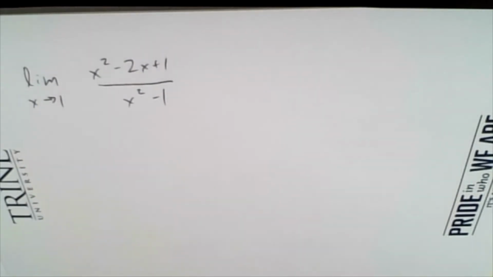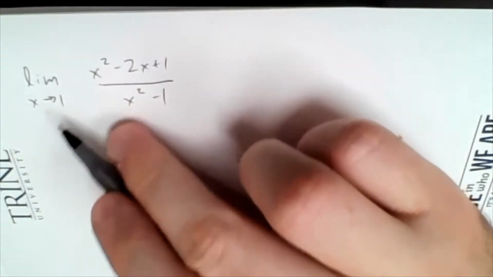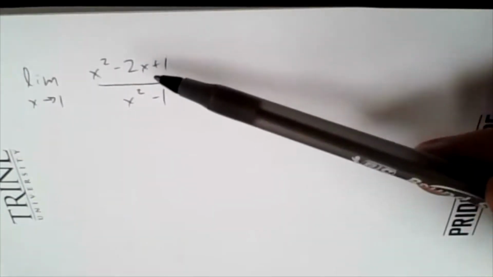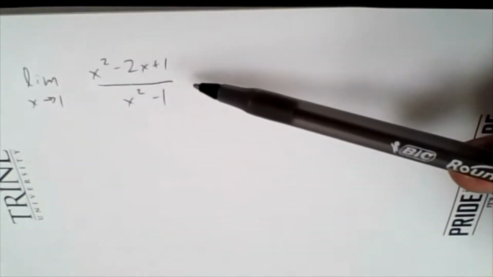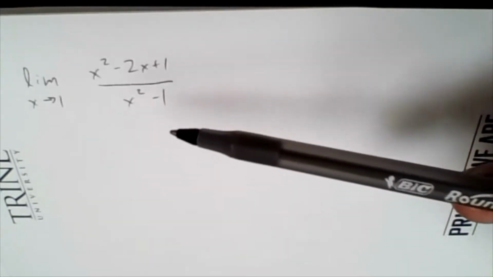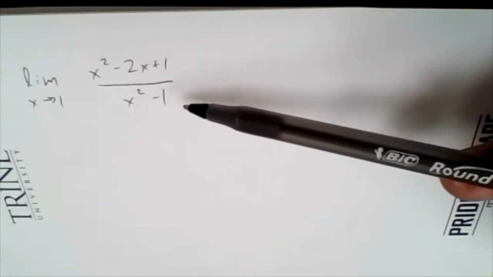Whenever I look at a limit, the first thing that I like to do is to attempt to evaluate at that limit point. So here I have a rational function. This will be continuous so long as the denominator is not equal to 0.